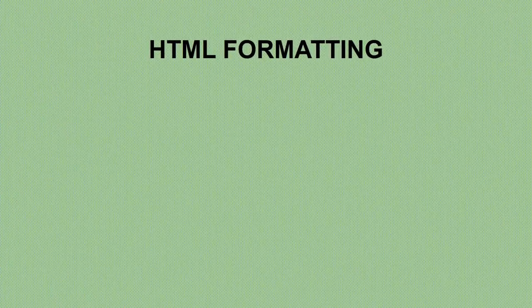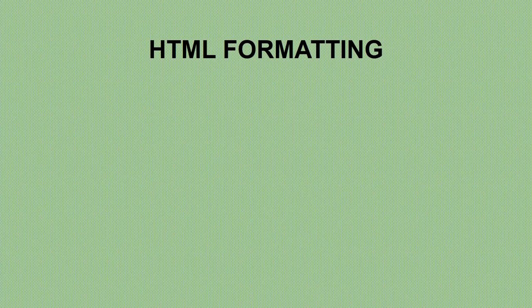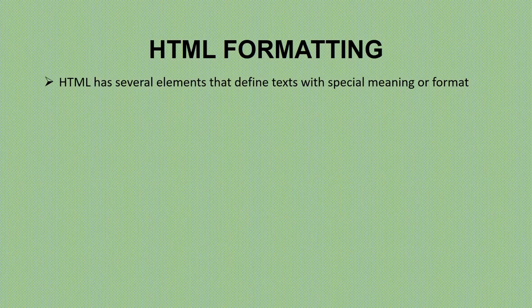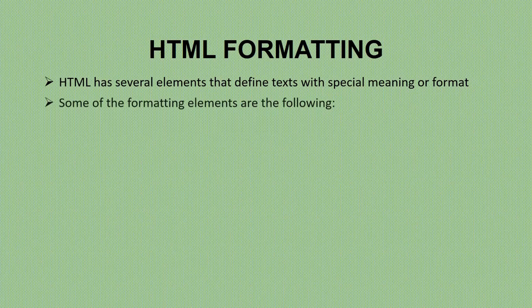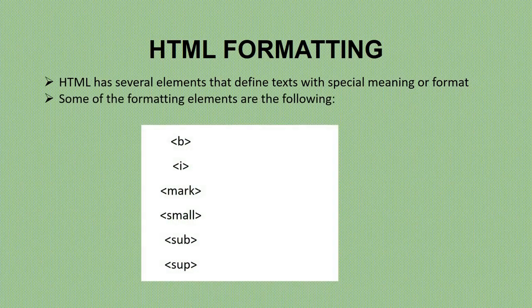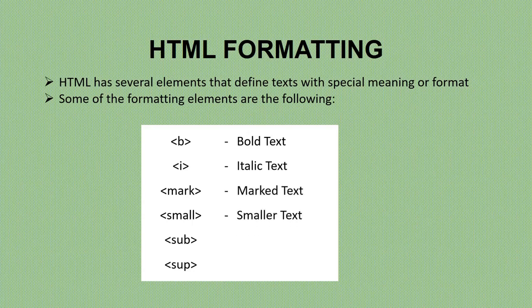Another topic that we are going to discuss in this episode is about HTML formatting. In HTML, we have several elements that can define text with special meaning or format. Some of the formatting elements are the following. We have the B tag for bold text, the I tag for italic text, the mark tag for marked text, small for smaller text, sub to make subscript text, then sup for superscript.